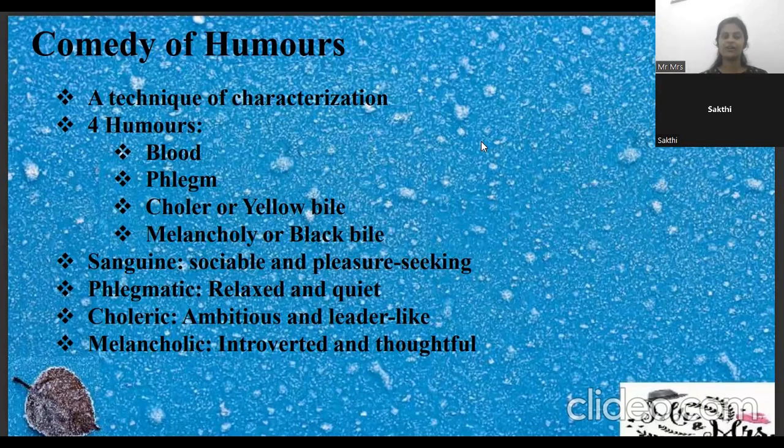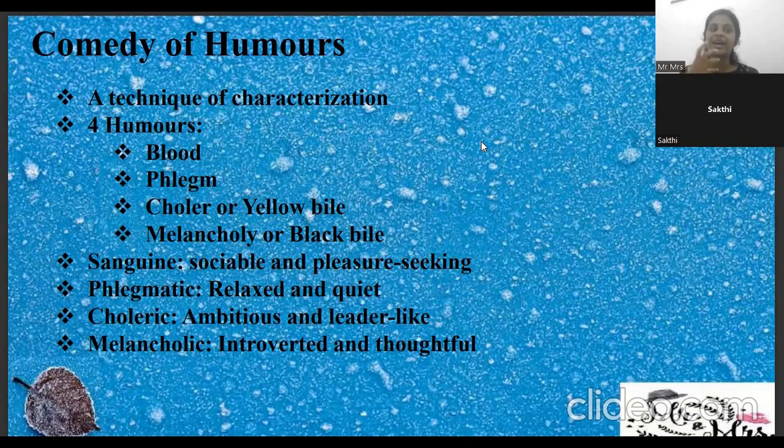Okay, it's a technique. Comedy of humors means a technique of characterization, according to which we can identify what kind of a person someone is. Our body is filled with blood, phlegm, choler, that is yellow bile, and black bile. In all our bodies, these four humors are there. And then which is dominant? If blood is dominant, I am a sanguine person, a very sociable and pleasure seeking person. And this is his theory actually.